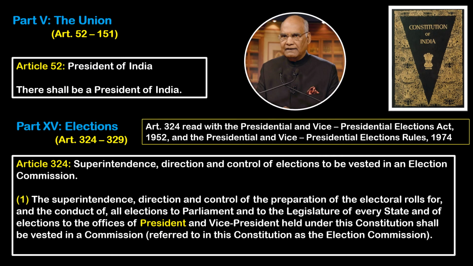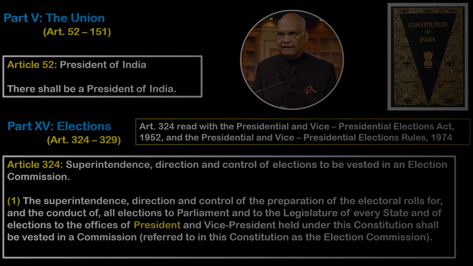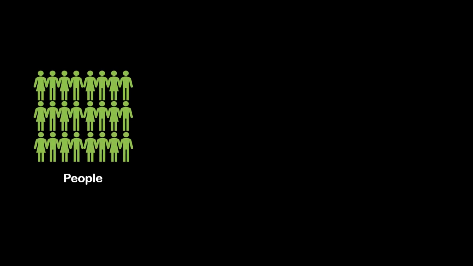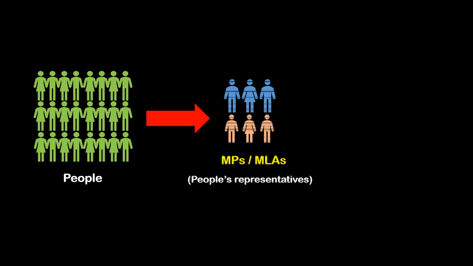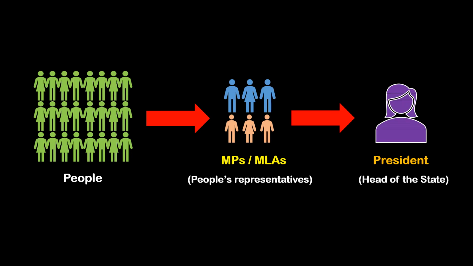As per Article 324, Clause 1 of the Indian Constitution, the presidential elections are conducted and overseen by the Election Commission of India. Unlike the Prime Minister, the President of India is not directly elected by the people. Instead, the President is elected by the representatives elected by the people. In other words, the President of India is elected indirectly.